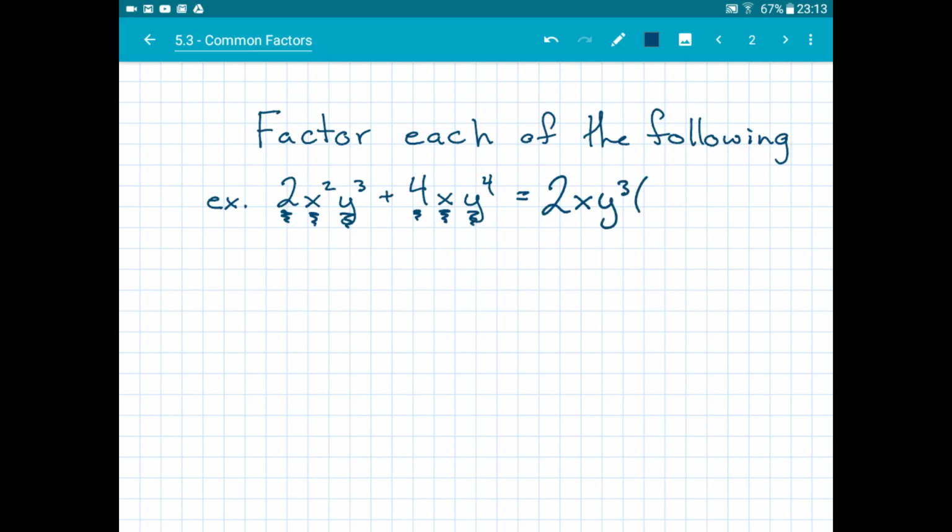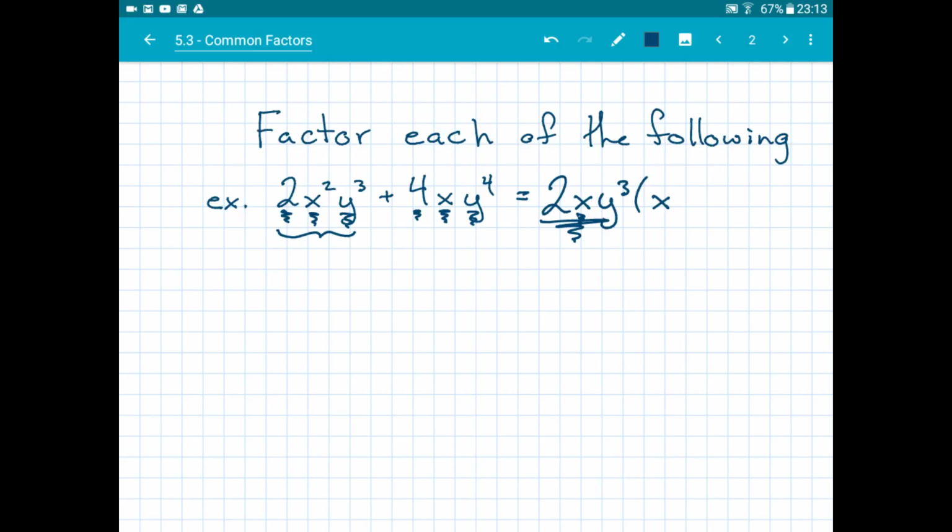Now we're just going to ask ourselves, what would we need to multiply this factor by to get back the original term? So to get the original number, or coefficient, we just need to multiply by 1, so we're not going to worry about that one. To get back x squared, we need to multiply the x here by another x. And to get back y to the 3, we would need to multiply by 1 because we already have y to the 3. And we don't normally write that 1, so we'll leave it off.